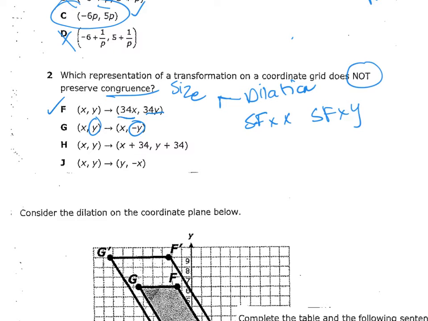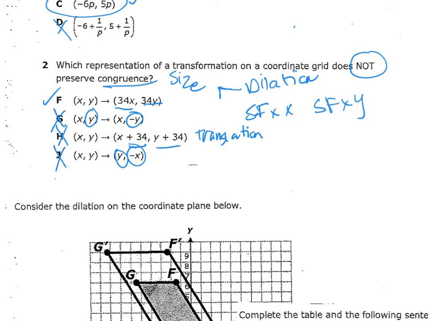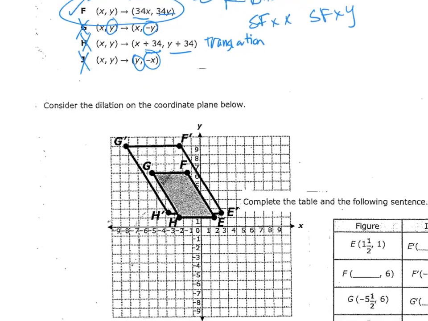But just to make sure, let's check the other ones. G, the only thing that changed was Y turned negative. So that wouldn't be dilation. H, the X and the Y are being added by 3/4, and that would be translation. Remember, translation is the only one that adds or subtracts from X and Y values. So it can't be that one. J, the only thing that changes is they flip and the X becomes negative. So that would be a rotation. So the only one that multiplies by a scale factor is F, and that's the one that doesn't preserve congruence.